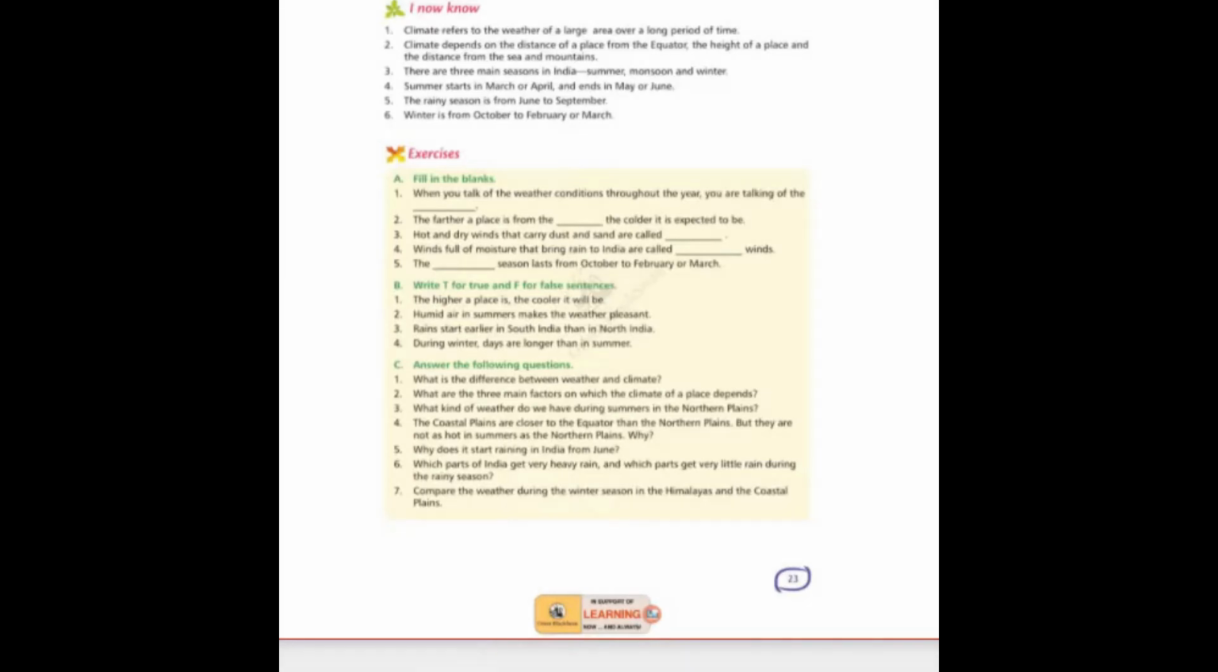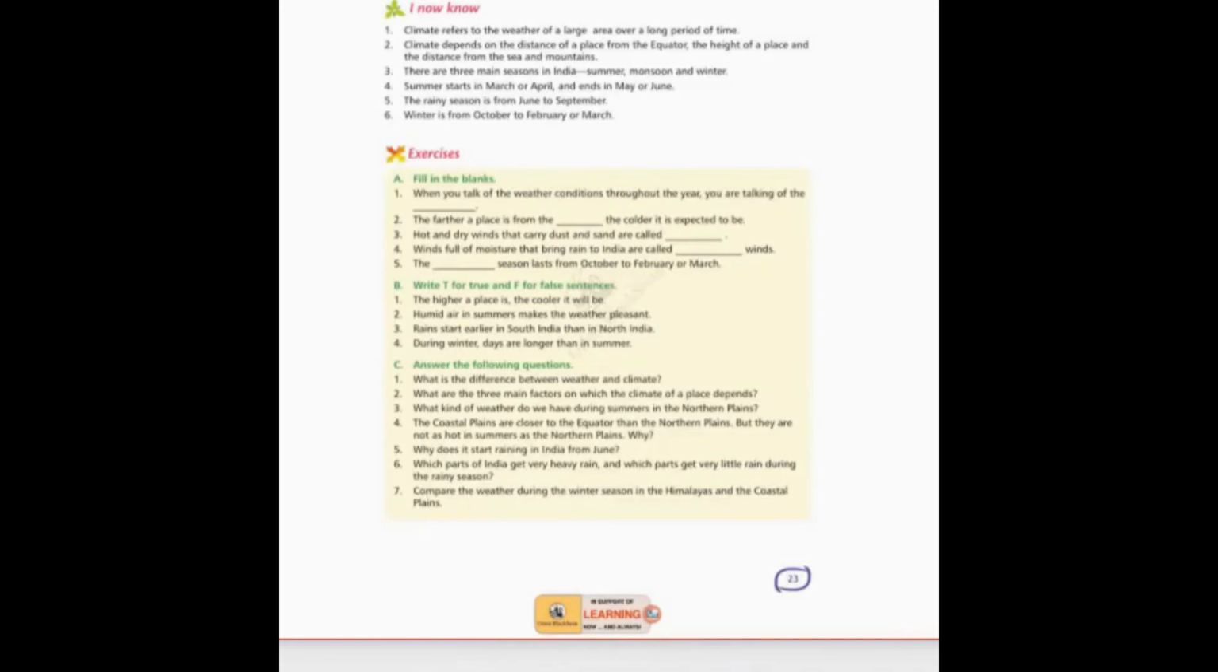Number 5: The winter season lasts from October to February or March. B. The higher a place is, the cooler it will be: true. Number 2: Humid air in summer makes the weather pleasant: false. Rain starts earlier in South India than in North India: true. During winter, days are longer than in summer: false.